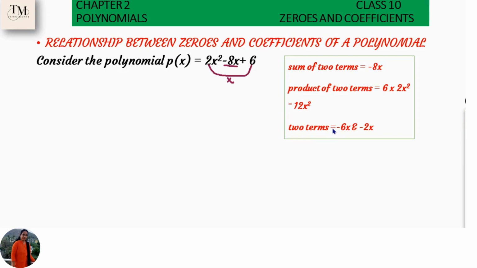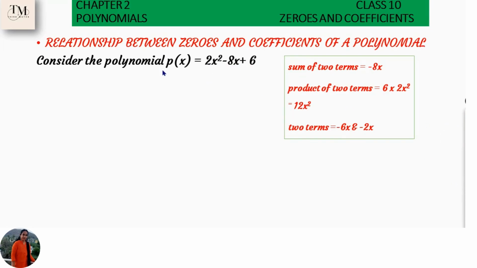Those two terms will be minus 6x and minus 2x, because if we add these two terms, minus 6x plus minus 2x, it will be minus 8x. If you multiply them, minus 6 into minus 2 will be 12, and x into x will be x square. So the answer is 12x square. So these are the two terms, and we can factorize this.